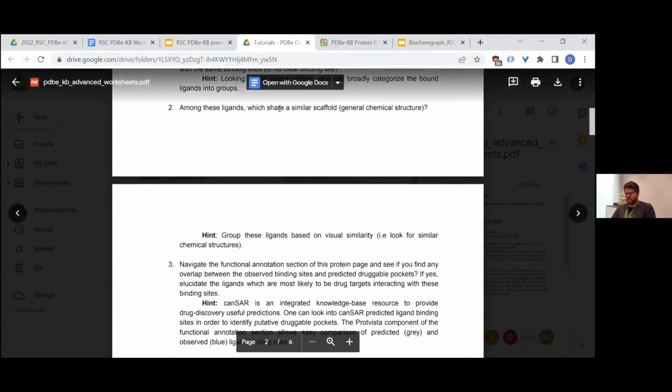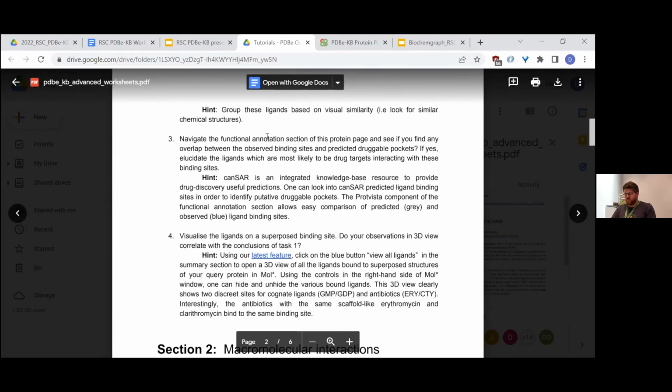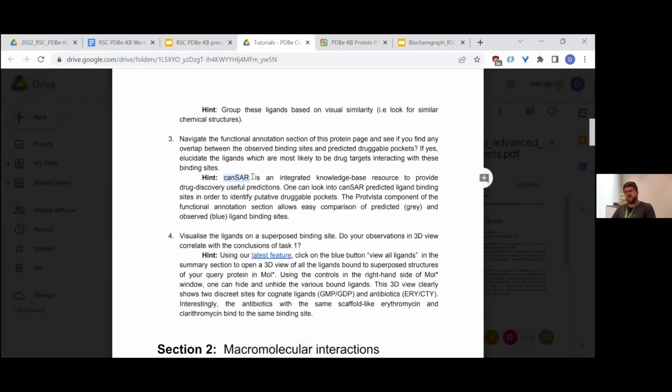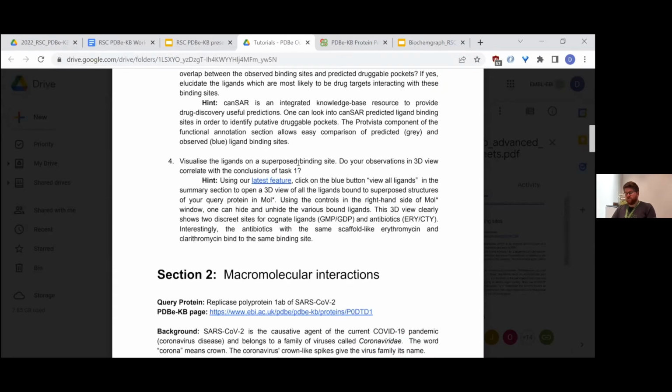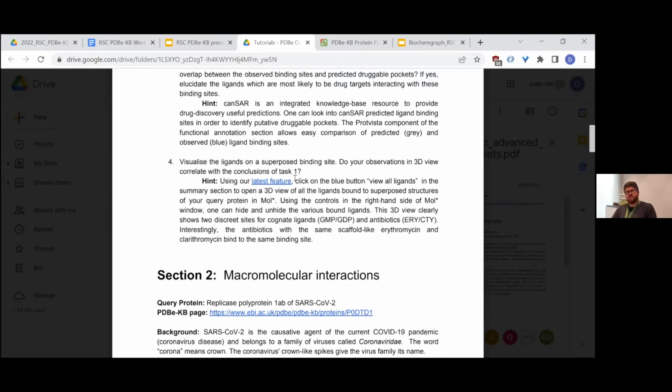So we touch on similar scaffolds between ligands here. We also look at the functional annotations, and we integrate other resources such as CANSAR, which provides additional interactions from predicted interactions for drug discovery. And we also look a bit at the superimposed binding as well, and how you can use those alongside your information from the interaction section.